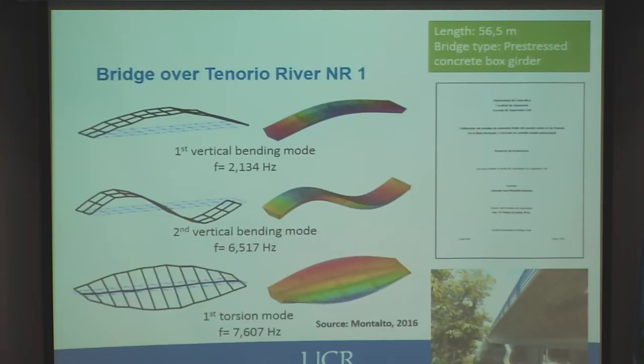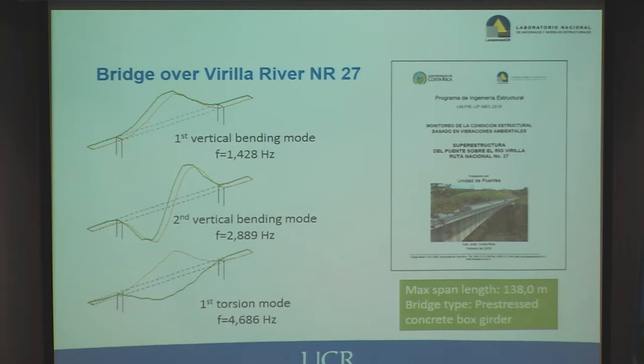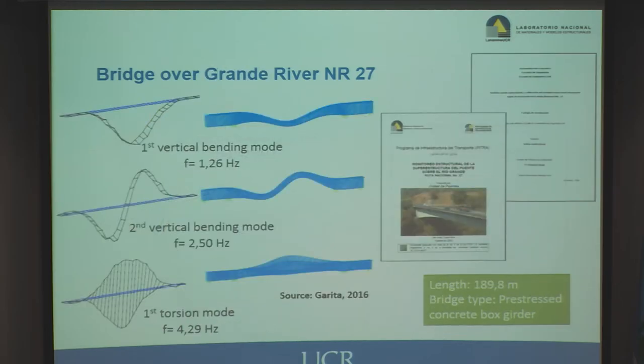In the case of concrete bridges, this is the one with the highest value of frequency, 2.13 hertz. It has a length of 56 meters. Okay, in this case, we only obtained experimental results, and the value of frequency is 1.42, and it's a pre-stressed concrete box girder bridge. For the Grande River Bridge, we obtained experimental and analytical results. In this case, the value of frequency is 1.26 hertz, and also it is a pre-stressed concrete box girder.